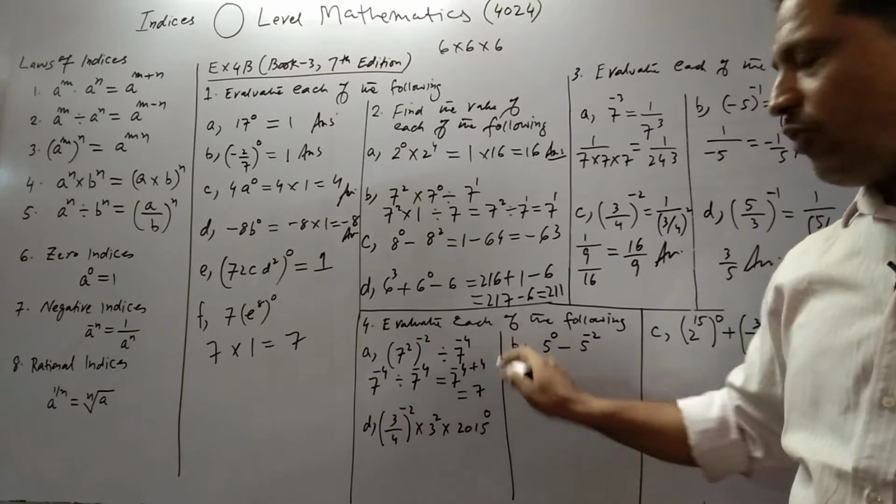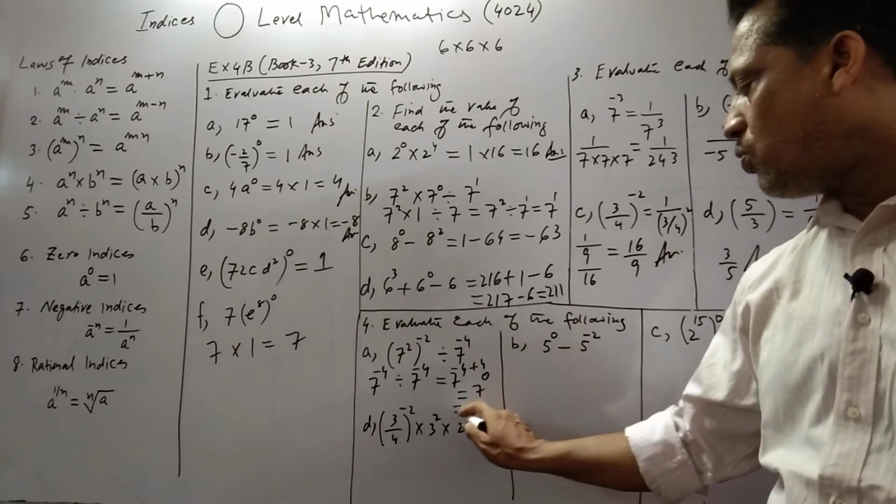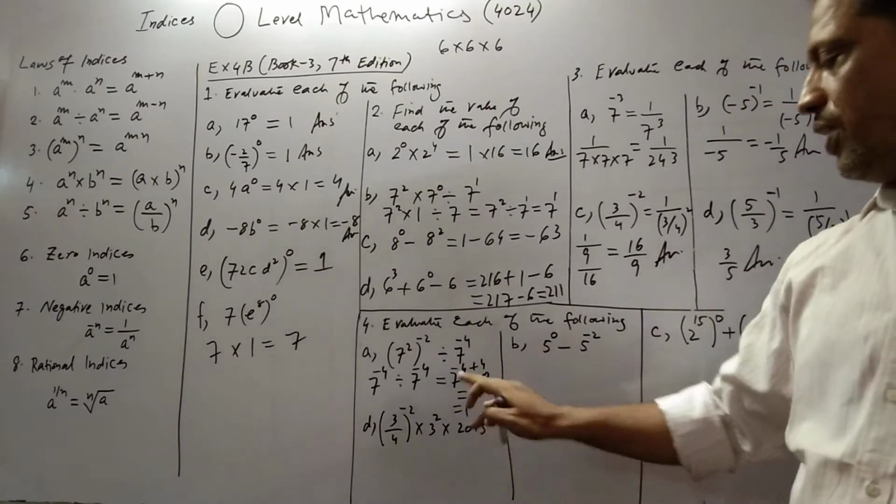7 to the power minus 4 plus 4 is 0. And student, something to the power 0 is 1. So final answer is 1.